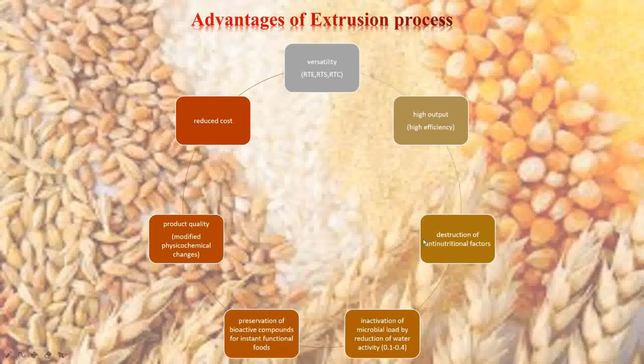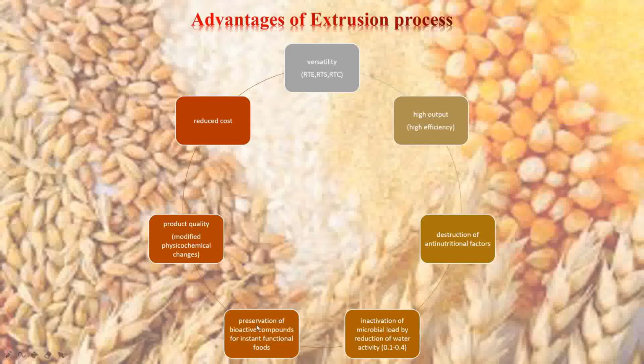And the destruction of the anti-nutritional factors happens due to the excess buildup of temperature of about 130 to 145 degrees Celsius within the extrusion chamber, and the temperature almost ranges to about 200 degrees Celsius, like I mentioned in the introduction slide. So the destruction of anti-nutritional factors and toxins happens. Then inactivation of the microbial load by reduction of the water activity. The water activity finally ranges to 0.1 to 0.4 within the final food product.